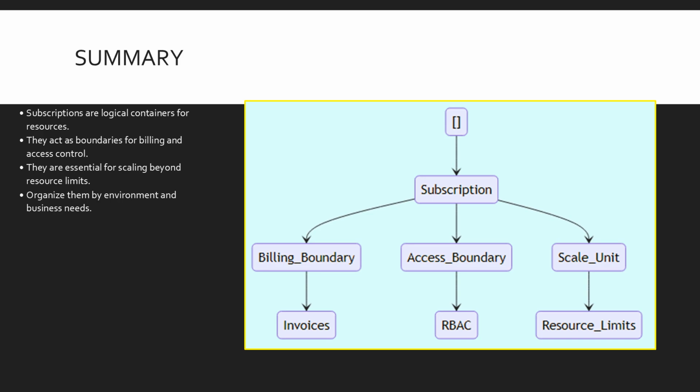Our final diagram summarizes the core functions. The central state is the subscription. It transitions into three primary roles: a billing boundary leading to invoices, an access boundary leading to RBAC, and a scale unit handling resource limits. This visual reinforces the three main jobs a subscription performs in your architecture.